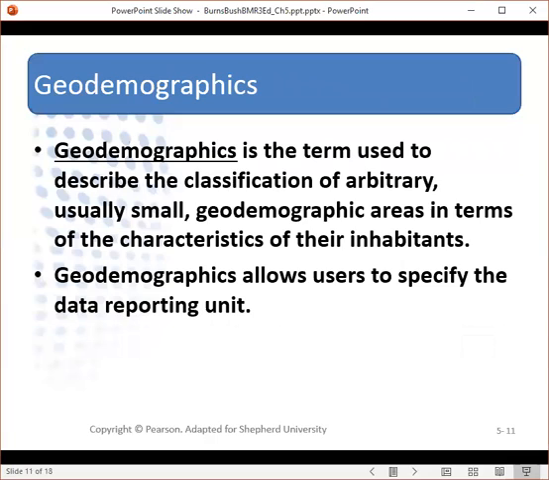Geodemographics is a term to describe the classification of an arbitrary and usually small geographic area in terms of the characteristics of their inhabitants.